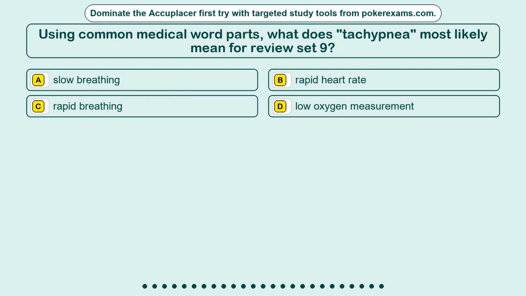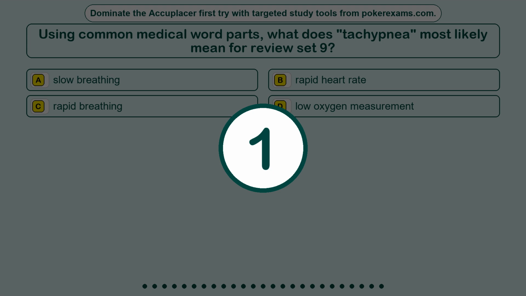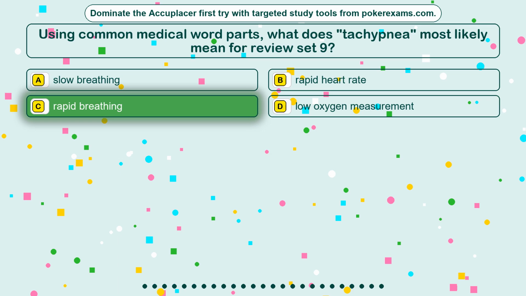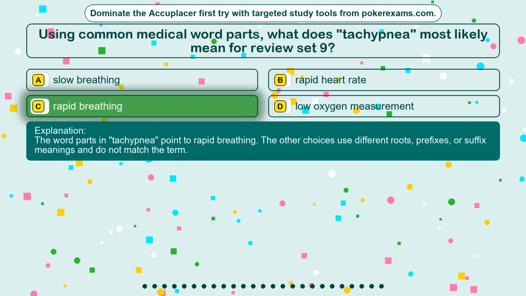Question 23. Using common medical word parts, what does tachypnea most likely mean for review set 9? Option A, slow breathing. Option B, rapid heart rate. Option C, rapid breathing. Option D, low oxygen measurement. The correct answer is option C, rapid breathing. The word parts in tachypnea point to rapid breathing. The other choices use different roots, prefixes, or suffix meanings and do not match the term.